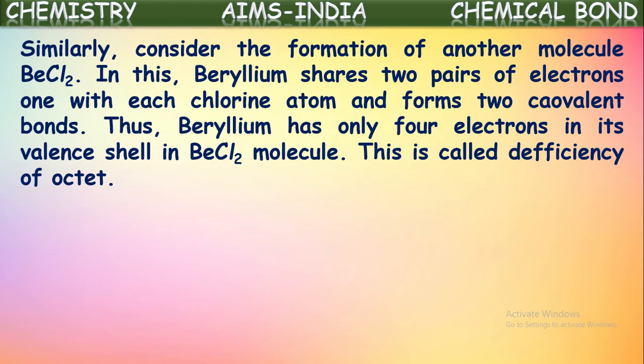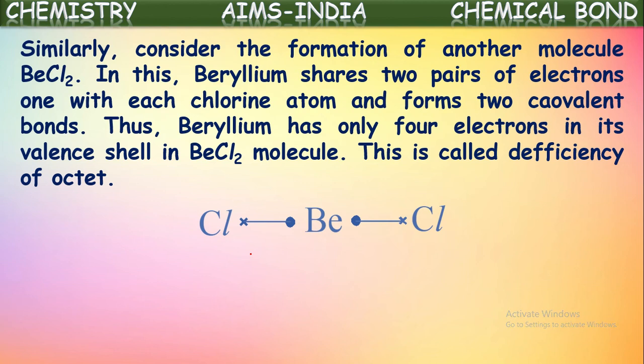Similarly, consider the formation of another molecule, BeCl2, beryllium chloride. In this molecule, beryllium is the central atom, which has 2 valence electrons because its atomic number is 4 and its configuration is 2, 2. It combines with 2 chlorine atoms. Beryllium shares a pair of electrons with each chlorine and forms 2 covalent bonds. Thus, it shares 2 pairs of electrons in total. After the bond formation, beryllium gets only 4 electrons in its valence shell in the BeCl2 molecule.